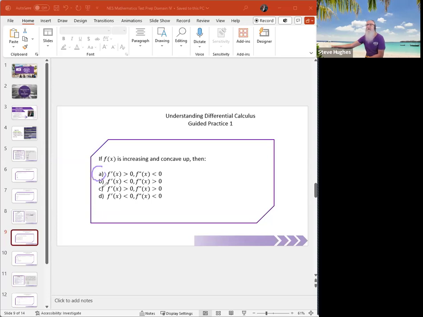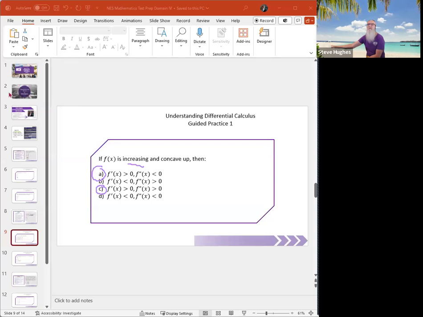So it could be A or it could be C, right? It could be one of those two because f prime of x is greater than 0, and they told us that f of x is increasing. Now it's concave up. The second derivative describes concavity. If the second derivative is positive, it's concave up. If it's negative, it's concave down. This is concave up, therefore it is positive. Therefore, f prime of x is positive and f double prime of x is positive.